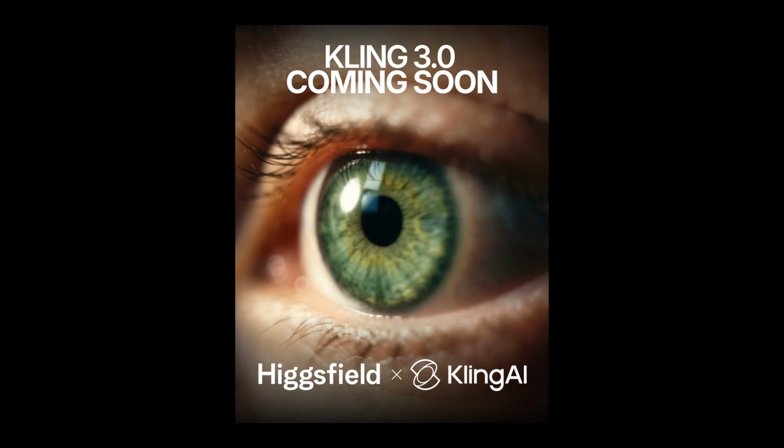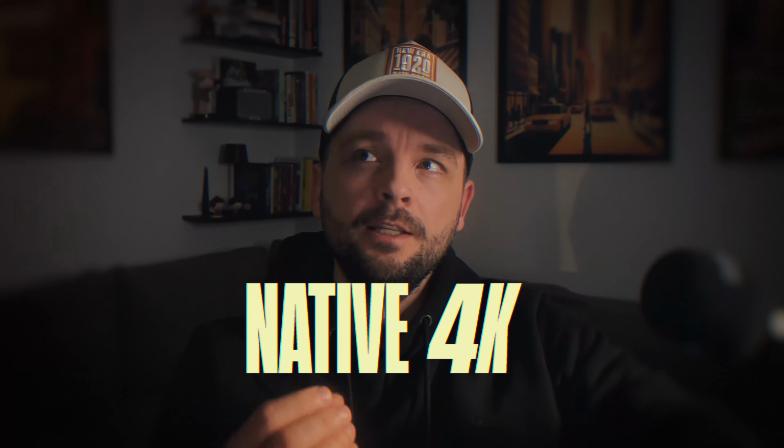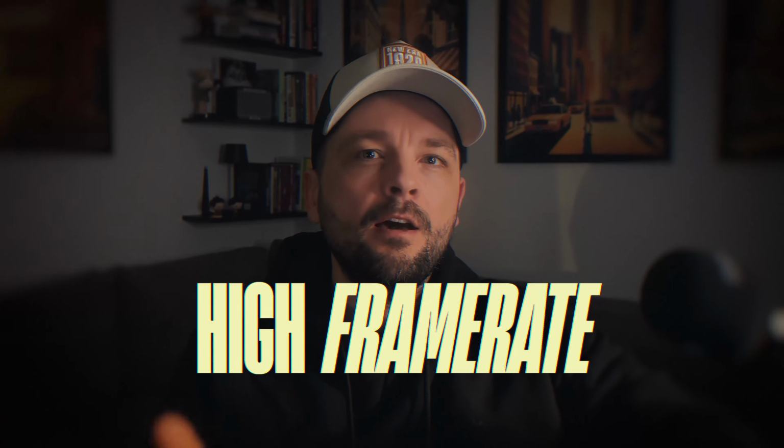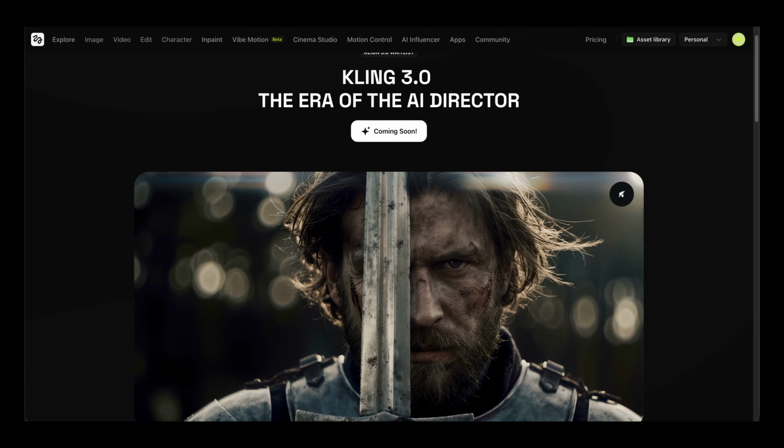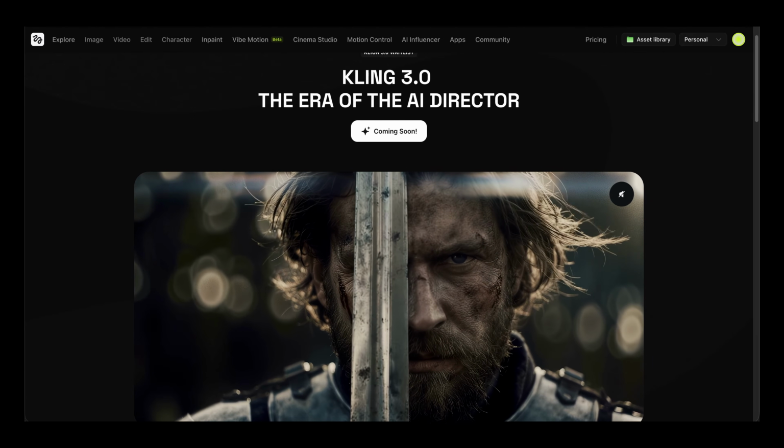If Kling 3 fixes just 2 things I care about, I'm going to be annoying about this. And those 2 things are native 4K and higher frame rate. Because for my full stack and synthetic workflow, those 2 aren't just nice upgrades. They are the difference between a cool clip and I can actually ship this.